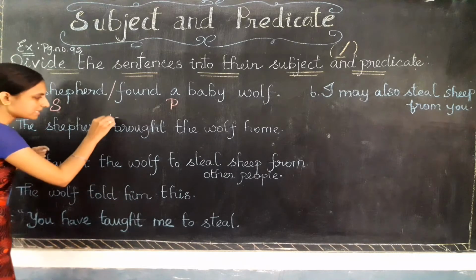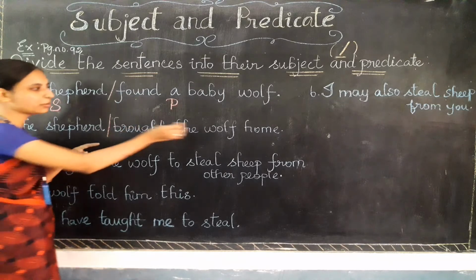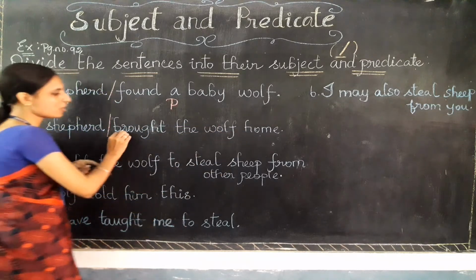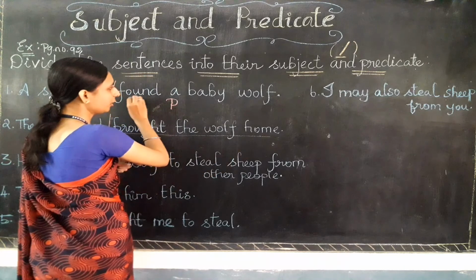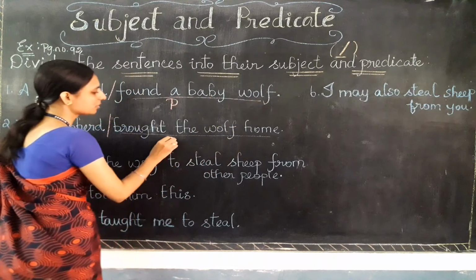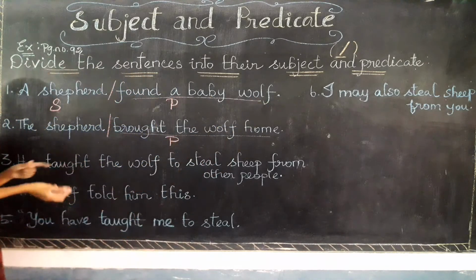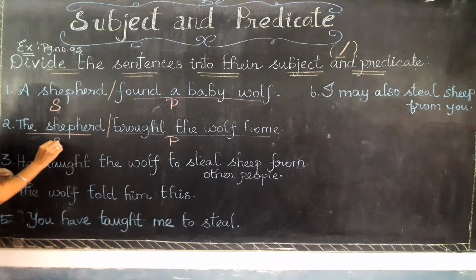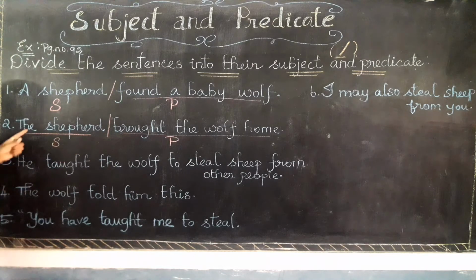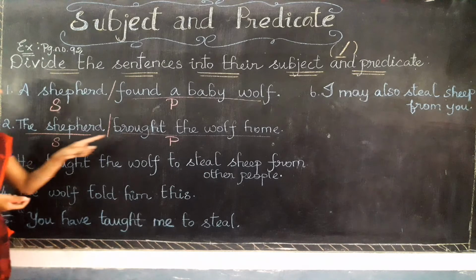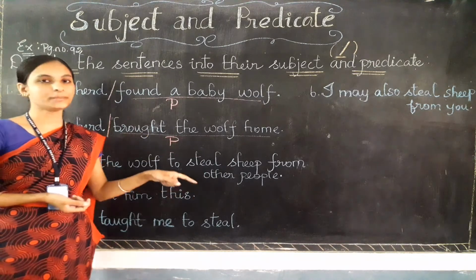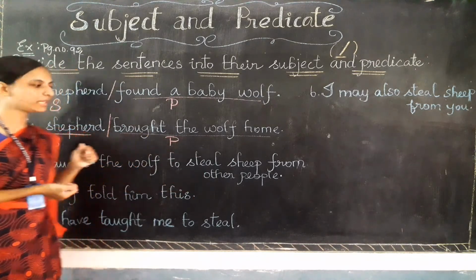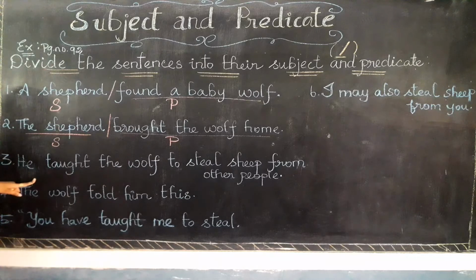So the shepherd is the subject. From the verb to the end of the sentence, all these words refer to the predicate only. So this will be P, which stands for predicate, and this will be subject. Okay, the shepherd is the subject, and brought the wolf home will be the predicate only. Okay, so let's go for the third one.